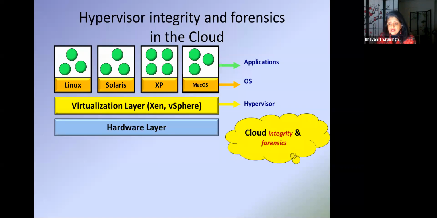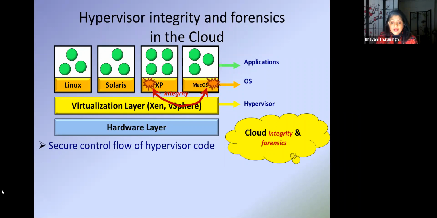So, cloud integrity and forensics. And again, the whole idea is who does all the monitoring of the cloud? Does the hypervisor do it? Then the hypervisor has to monitor all of them. And what happens if the hypervisor is attacked? Or should each of the operating systems have its own monitor?